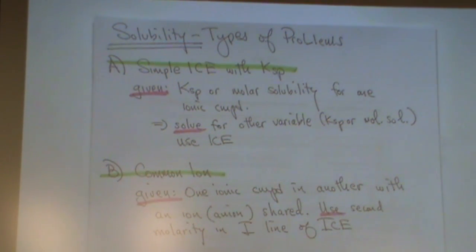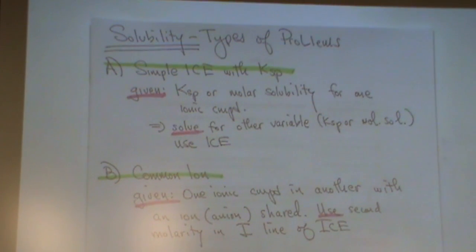All right. So, for the first one, a simple ice table in Ksp. You're given either Ksp or molar solubility, one of the two, and you're solving for the other one. So you're going to use an ice table, and you're going to see one ionic compound in the question. That's it. One ionic compound. That's a key there. When you see more than one, it's a different kind of problem.